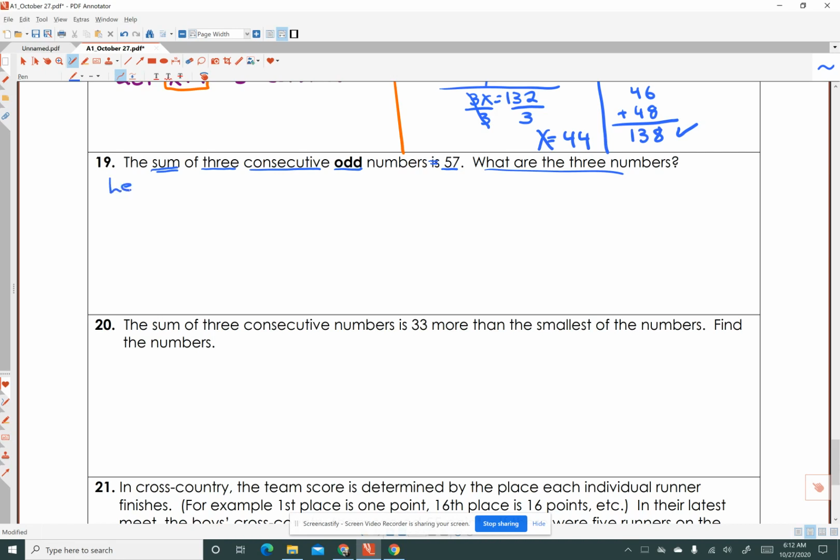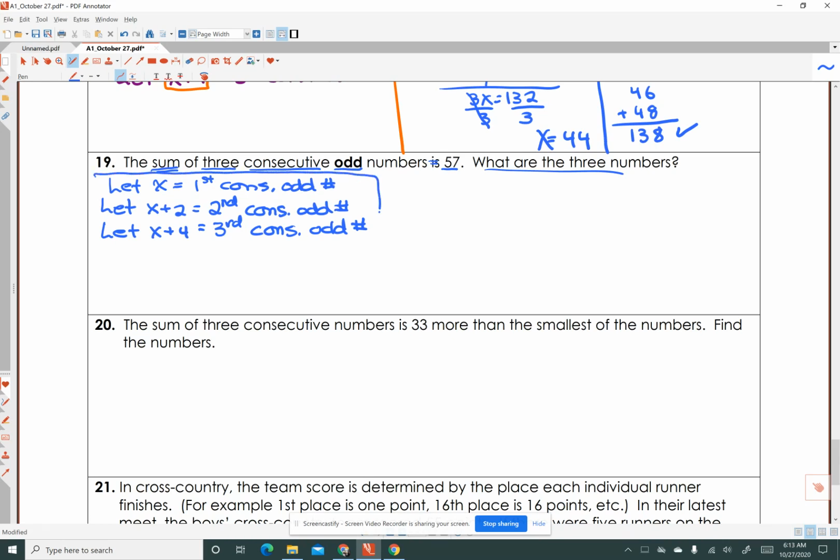We start with our X box. X will equal the first consecutive odd number. Odd numbers are like 1, 3, 5, 7, 9. So we need X plus 2 for the second consecutive odd number, and then X plus 4 will be our third consecutive odd number. And this is our X box. We've defined our 3 numbers with X, X plus 2, and X plus 4.